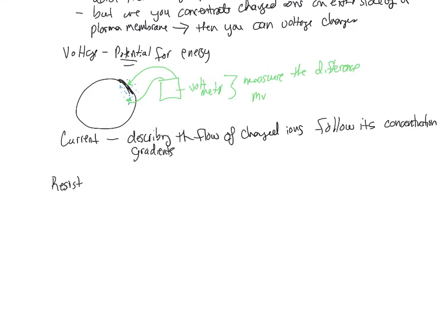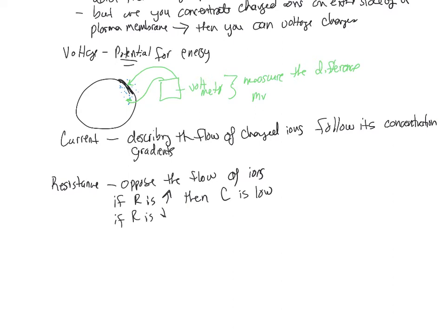Then you've got the idea of resistance. This opposes the flow of ions. If R is high, then current is low. If resistance is low, then current is faster. It can flow easier.